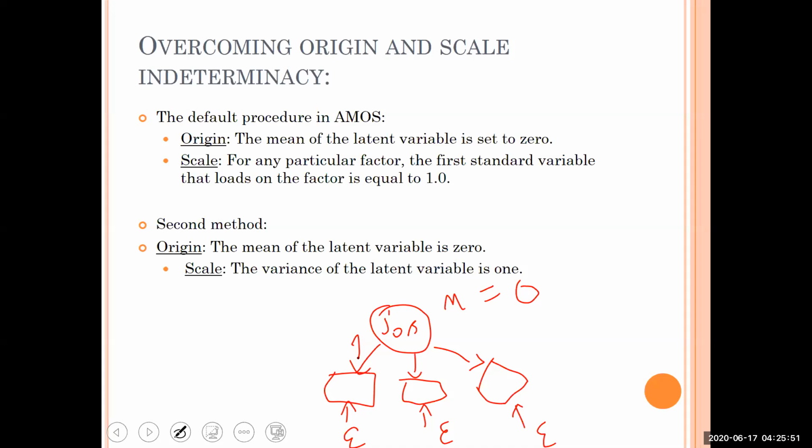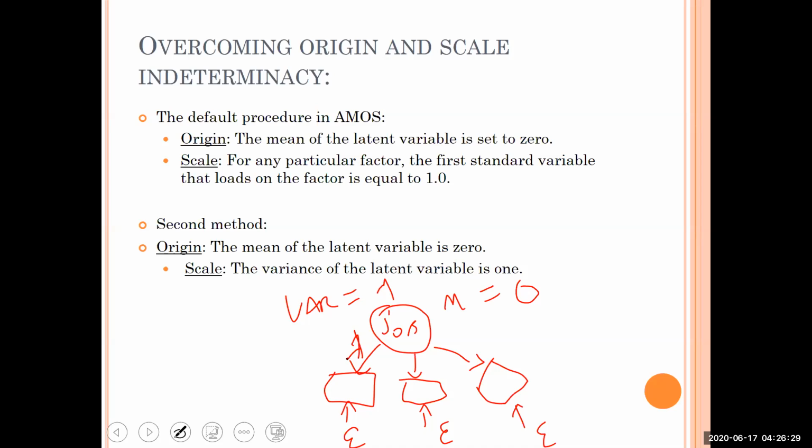The second method is, instead of setting the factor loading to 1, we set the variance of the latent variable to 1. You say the var of job satisfaction equals 1, and then we freely estimate this factor loading here. This standardizes the factor. Therefore, someone that has a job satisfaction of +1 is 1 standard deviation above the mean of job satisfaction, and someone who has job satisfaction of -1 is 1 standard deviation below the mean of job satisfaction.